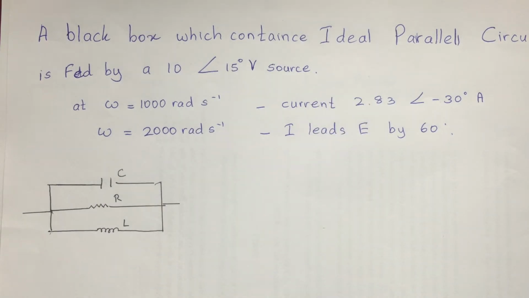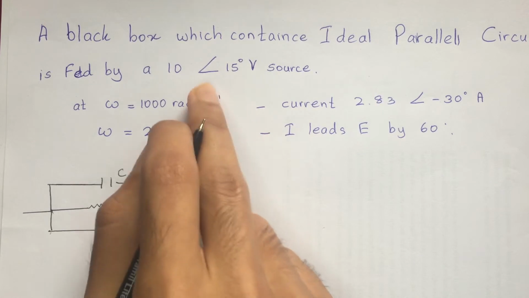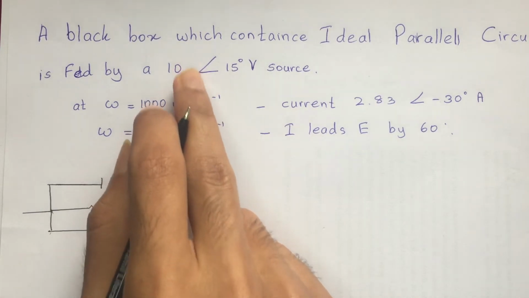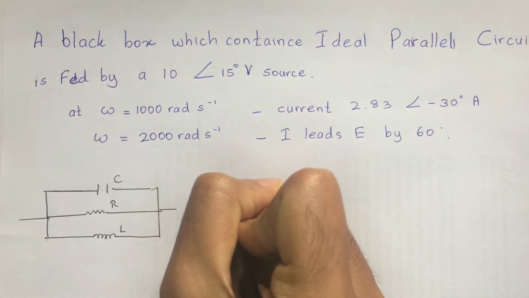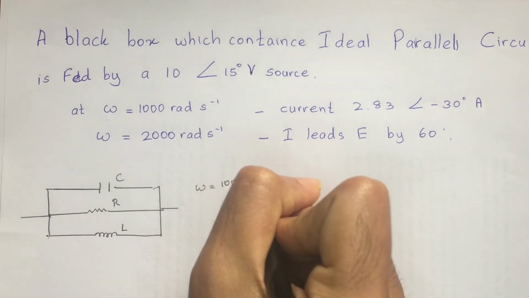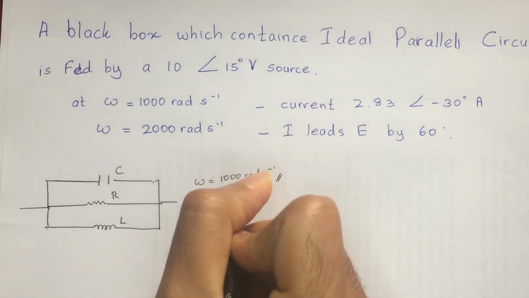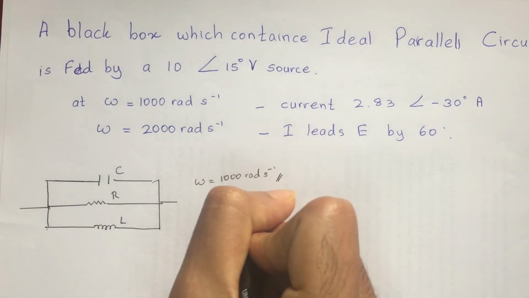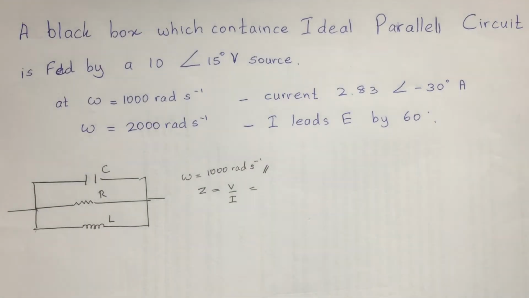From that, the only step we can do is find the impedance of this part, when the omega is 1000. So I'm going to do that first. We can directly write it like this: Z is going to be equal to V over I, according to Ohm's law.